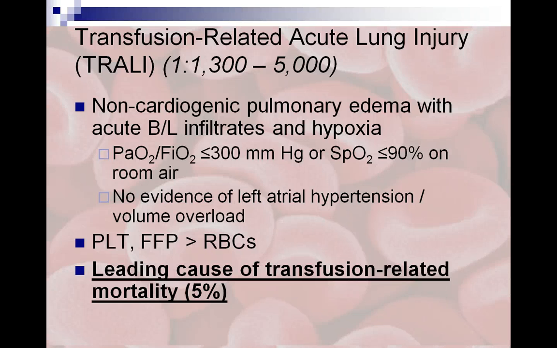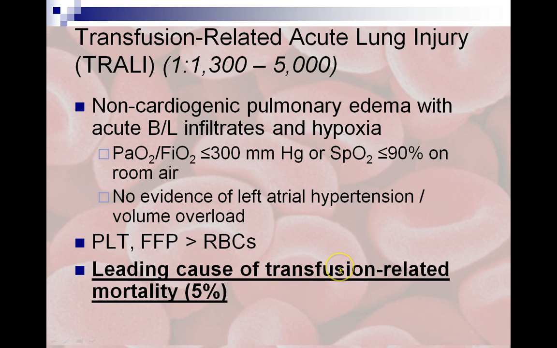One topic that's very hot in the literature right now, and we see frequently on board exams, is TRALI, transfusion-related acute lung injury. The incidence is not that high, 1 in about 1 to 5,000, and the definition is non-cardiogenic pulmonary edema with acute bilateral infiltrates and hypoxia. So this means we want to see a PF ratio of less than 300 or a SAT of less than 90 on room air. There has to be no evidence of volume overload, either by left atrial pressures or pulmonary wedge pressure. And this most commonly occurs with platelets and FFP, although it can occur with red cells as well.